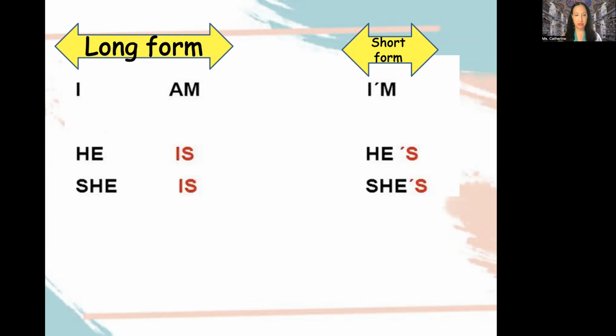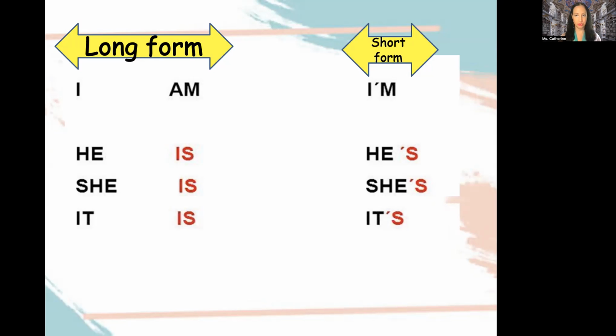She is. She is. The short form would be she's. She's. Think of cheese. Now put sh in front of it. Change the CH in cheese to the SH. She's. Good. What about it is? It's. It's. Okay.